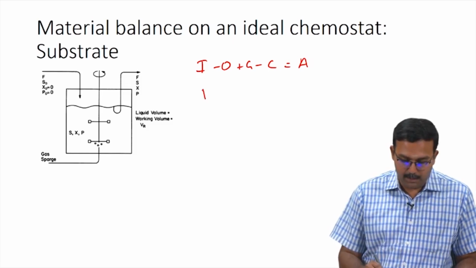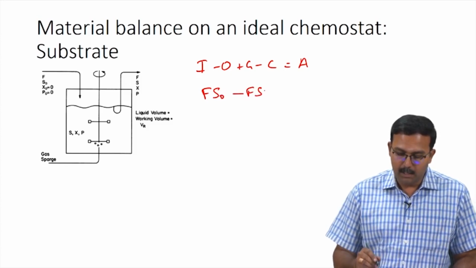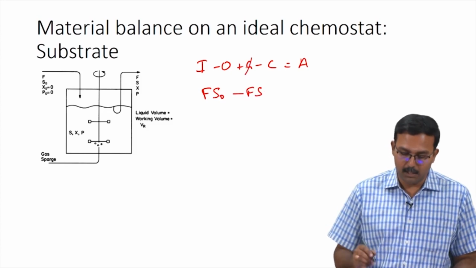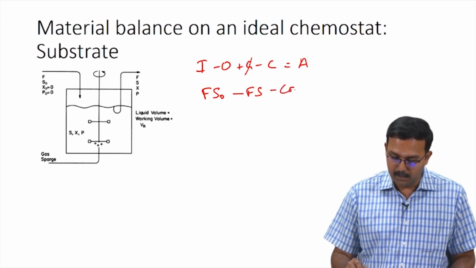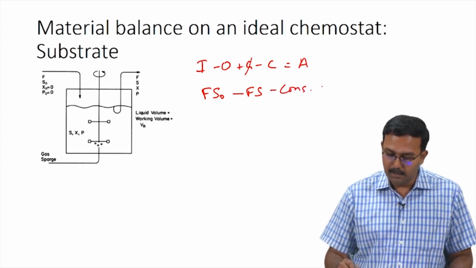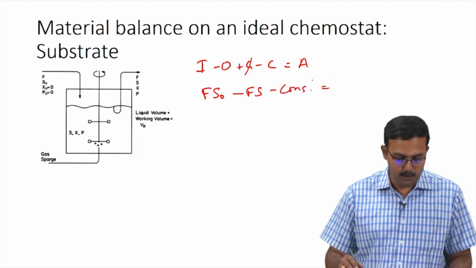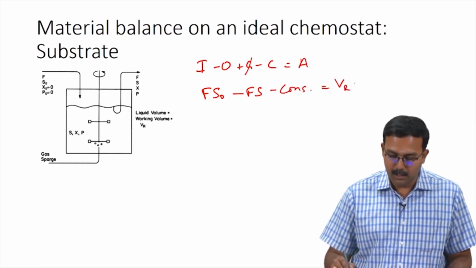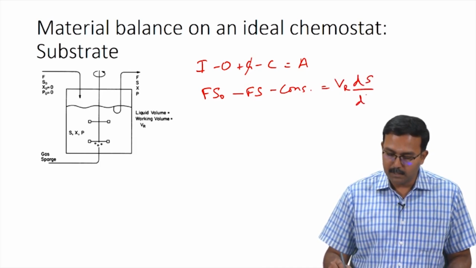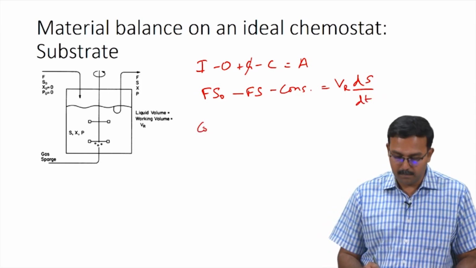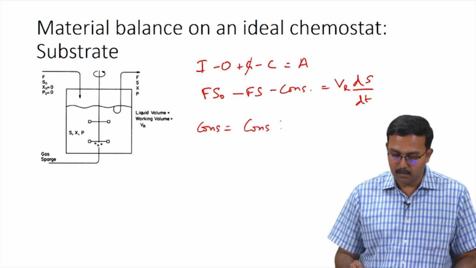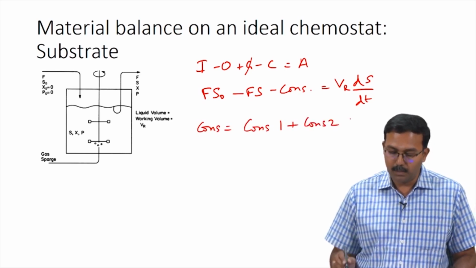The input would be F S naught, output would be minus F S, and here we will not have a generation term because substrate is not going to get generated in the system, it is only being consumed. So, we have consumption terms, equals accumulation, which would be very similar to what we looked at with biomass. It is VR ds dt. Now, for consumption terms there can actually be two different consumptions, which we will call consumption 1 and consumption 2.